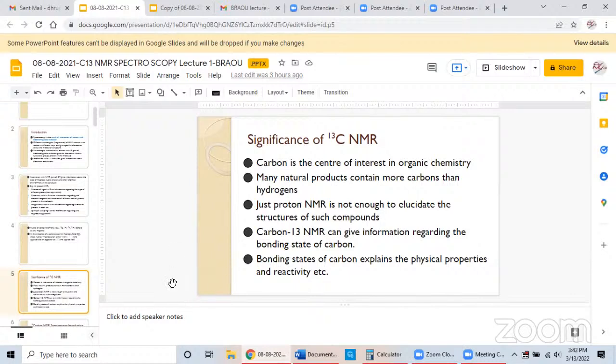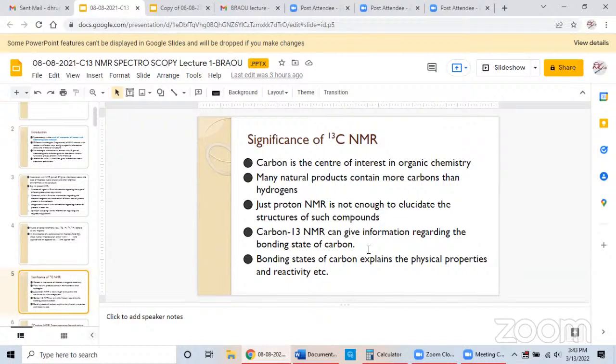Yeah. Now, this is the significance I was referring to. Carbon is the center of interest in organic chemistry. It is the backbone, and many natural products contain more carbons. They have very complex structures with fewer hydrogens and more carbons. So in such cases, carbon 13 NMR will be very important for structural elucidation.